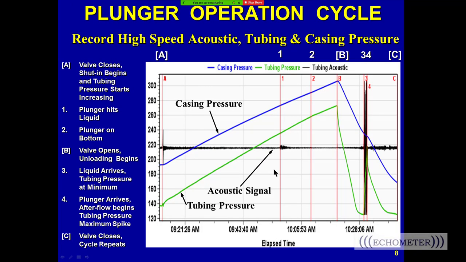Now this is a typical plunger lift conventional well cycle, one of the examples called plunger normal cycle. Here we shut the well in, and you can see the green is the pressure signal for the tubing, and the blue is the casing pressure signal. When we shut the well in, the casing pressure and tubing pressure build up. In the background, this dark black signal is the acoustic signal. The pressure builds up because gas is flowing into the tubing, and the plunger is falling. This is the noise of the plunger falling down the well.